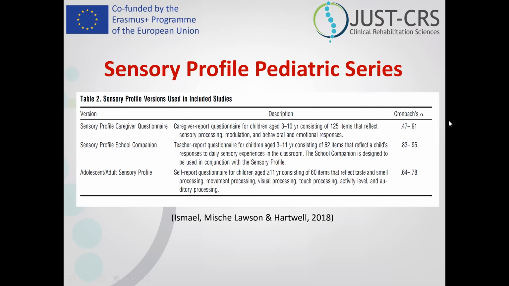The Cronbach's alpha scores, or the internal consistency of the items in the forms, range from moderate to good, and this is what the author, Dr. Winnie Dunn, reported in the manual for the sensory profile. So these are the older versions.